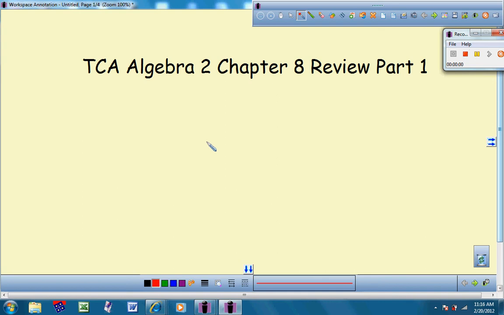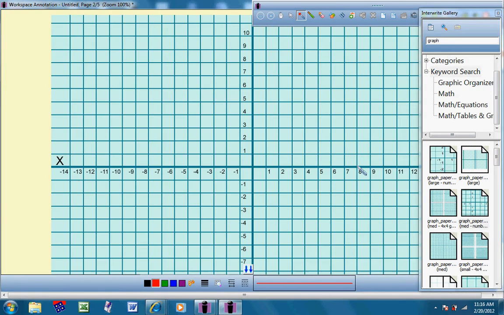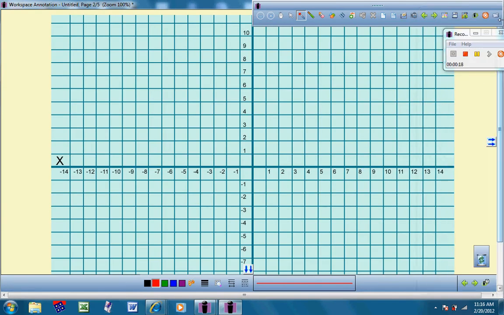Alright, Algebra 2, Chapter 8, Review Part 1. The first part of your test is going to ask you to graph exponential and log functions. So let's go ahead and work on that. Let's pull up a graph, and work on an easy one first, an exponential function.